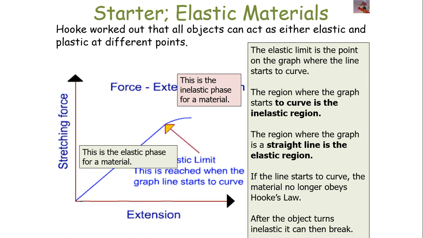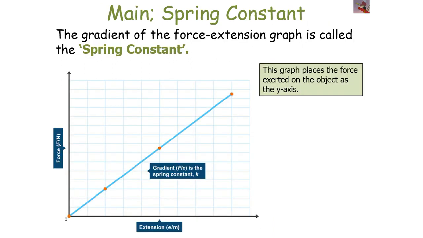So just to clarify, when you place the force on the y-axis and the extension on the x-axis, you will get a straight line through the origin. That is the elastic phase of the material. At some point, if you keep on increasing the force on the object, the line will start to curve. And when it starts to curve, it's no longer obeying Hooke's law, it's no longer directly proportional, so you've reached your limit of proportionality. Now, after your limit of proportionality, the material has entered its inelastic phase.